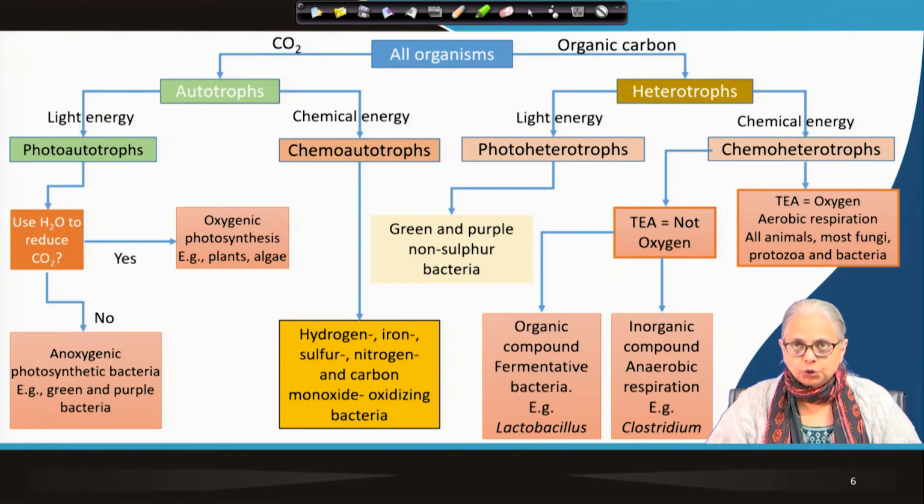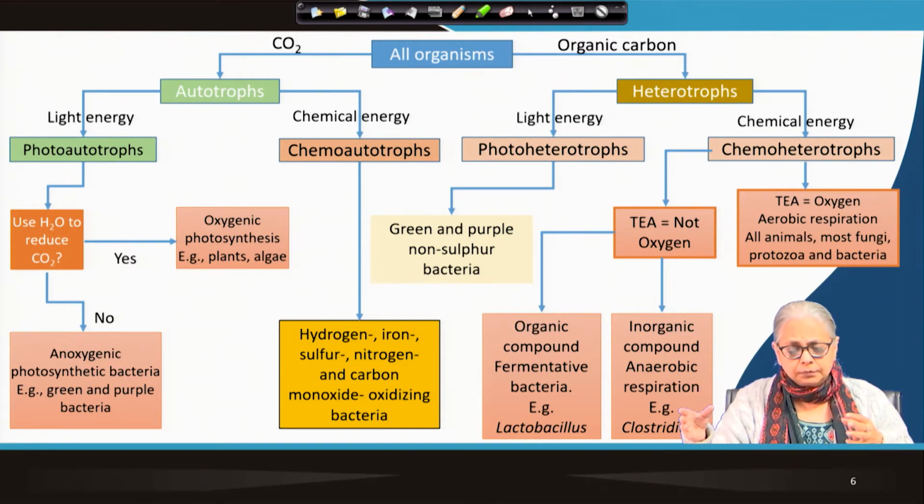So chemoheterotrophs have two choices. One is where the terminal electron acceptor, T stands for terminal electron acceptor. In the normal course of events, if oxygen is available and the microorganism has the ability to utilize organic compounds, then the organic compound along with oxygen will result in CO2 and water plus new biomass. So that is what we call aerobic respiration.